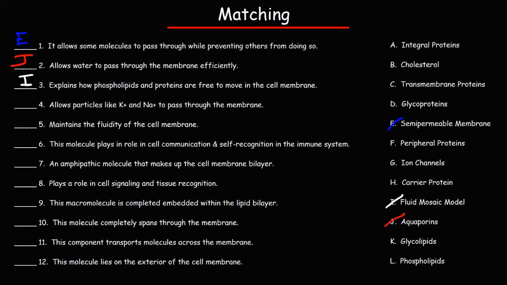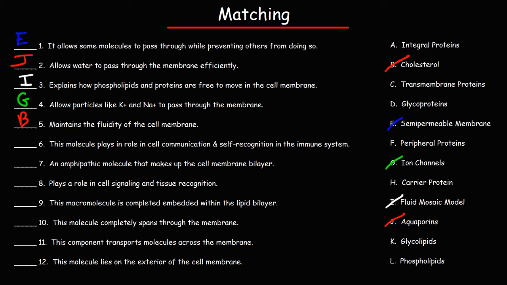Number 4. This allows particles like potassium and sodium ions to pass through the membrane. So this is going to be ion channels. So let's put G for number 4. Number 5, this maintains the fluidity of the cell membrane. So this is going to be cholesterol. So let's put B for 5.